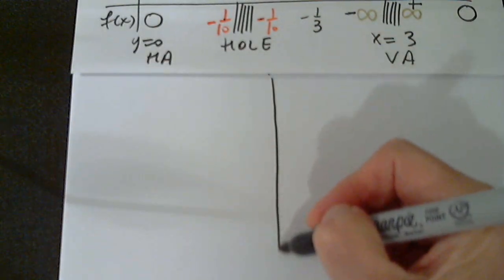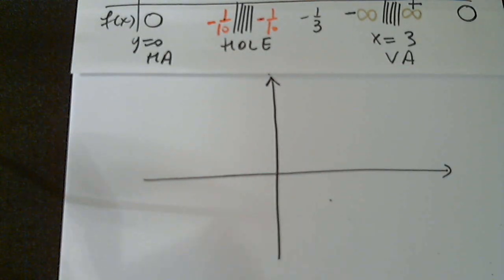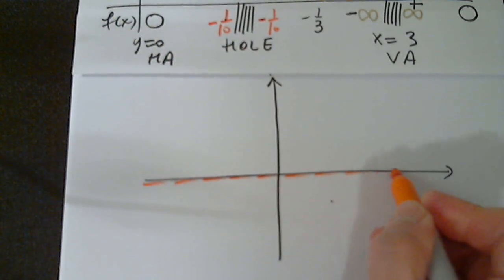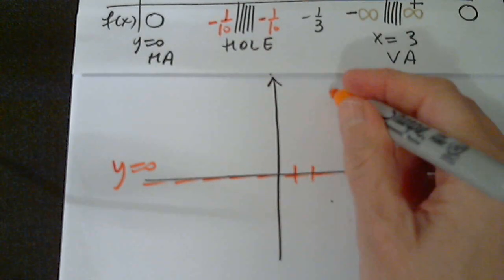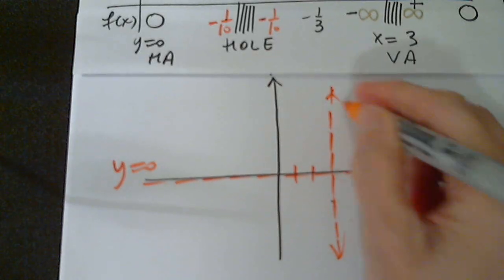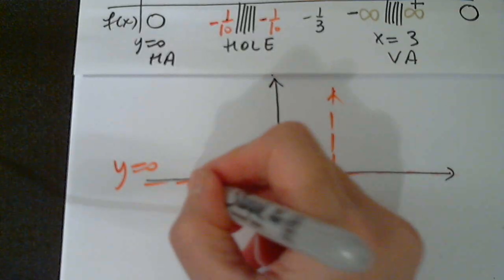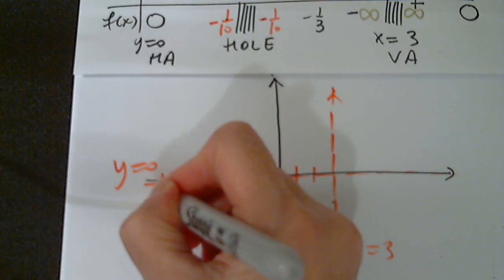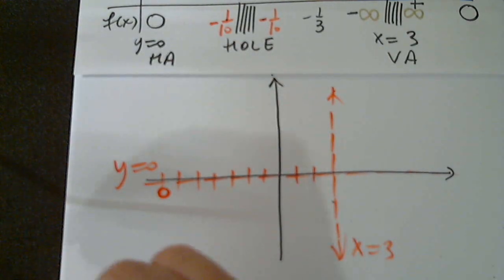And graph the function. When we graph a function with asymptotes, we have to graph the asymptotes first. So one asymptote is y equals 0. It's already there. The other one is at 3. And I know at negative 7, counting 1, 2, 3, 4, 5, 6, 7, is negative 1/10. So I'm ready to graph. And 0, negative 1/3.